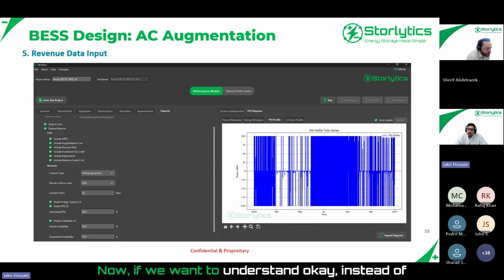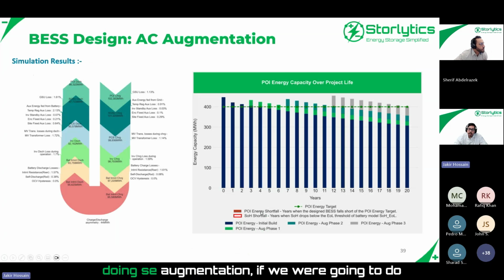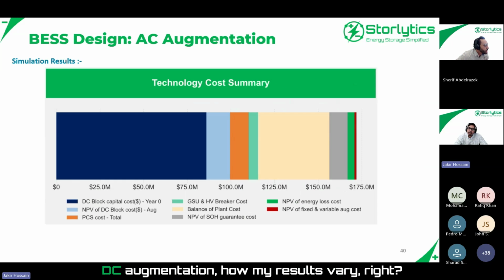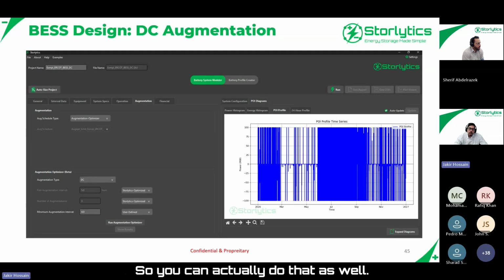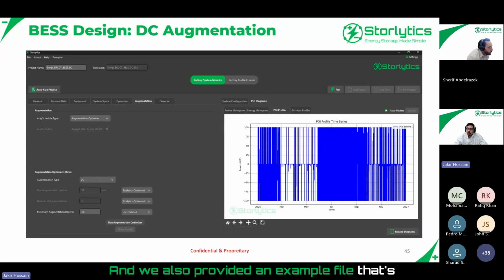Now, if we want to understand, instead of doing AC augmentation, if we were going to do DC augmentation, how my results vary. So you can actually do that as well. And we also provided an example file that's called same file name, but underscore DC. You can go ahead and run that.